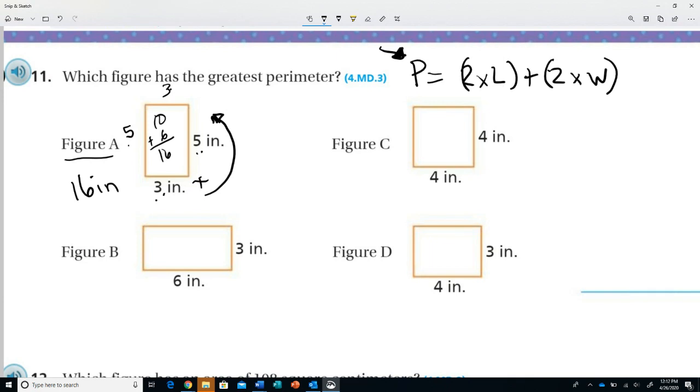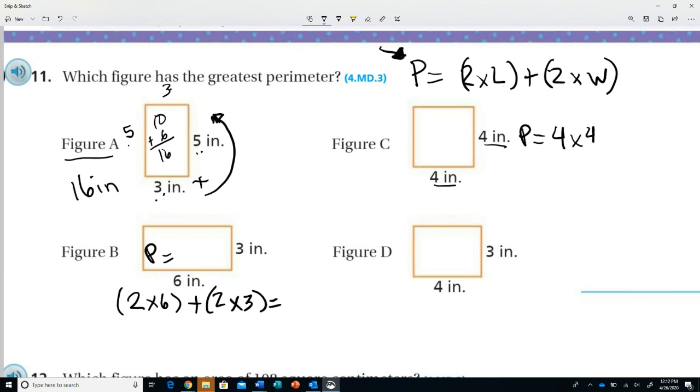Now, figure B, I'm going to use the formula for here. So I'm going to say 2 times my 6 plus 2 times 3 will give you the perimeter here. I kind of like this one where I can put the total perimeter on the inside. Figure C, I hope you take notice when each side is the same. This is a square. So the perimeter for this one would just be 4 times 4, or you could add 4 plus 4 plus 4 plus 4, because that would be all of its sides.